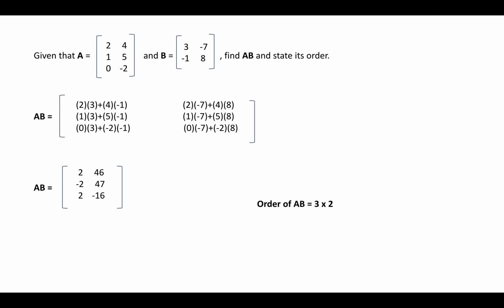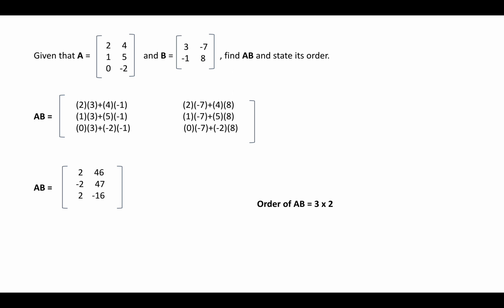So this is what we are going to do. We're going to multiply A and B together. First thing we are going to do is to check whether this multiplication is valid and defined. How do we do that? Remember that the order of matrix A in this case is 3 by 2, and the order of matrix B is 2 by 2. So since the number of columns in matrix A is 2 and the number of rows in matrix B is 2, we can multiply them together.